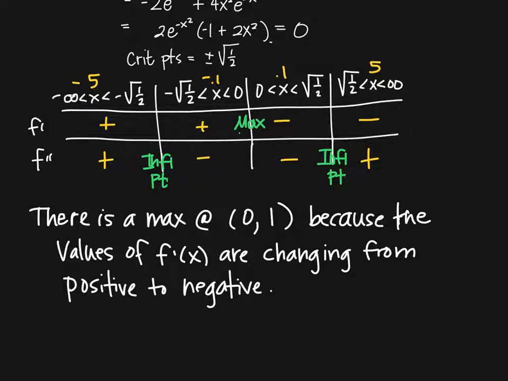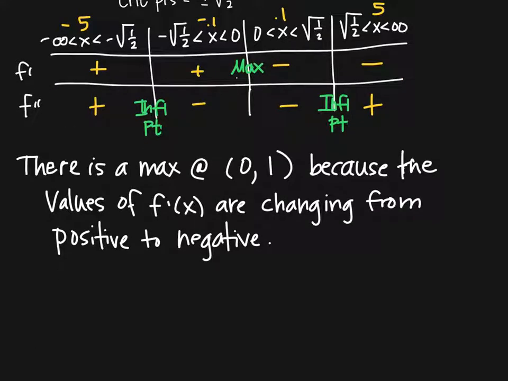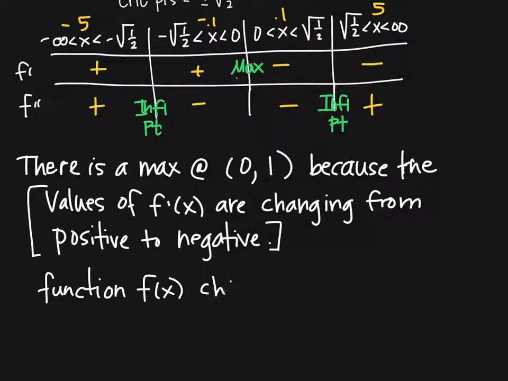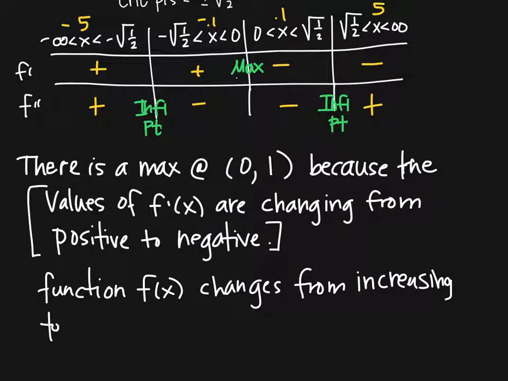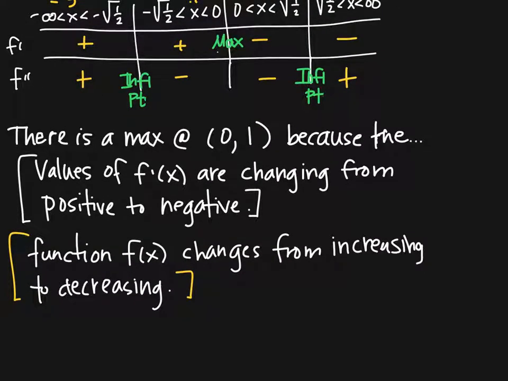So that's one way to say it. You could say the values are changing from positive to negative. An alternate way of saying the same thing: you could also say because the function f of x changes from increasing to decreasing. That would be a secondary way of saying it. Both are valid, both are worth full credit. The because statement can be either one of those answers.